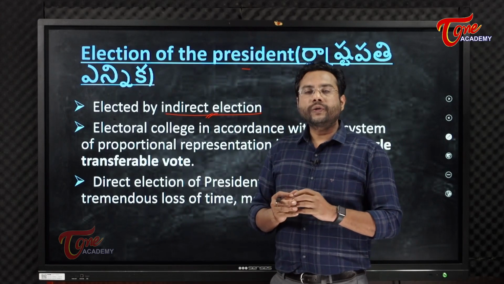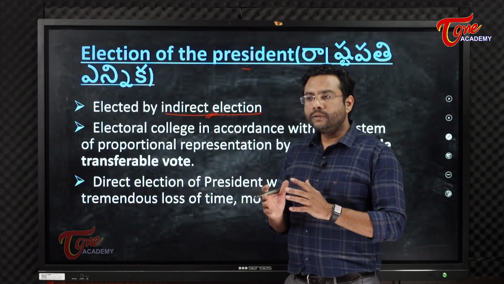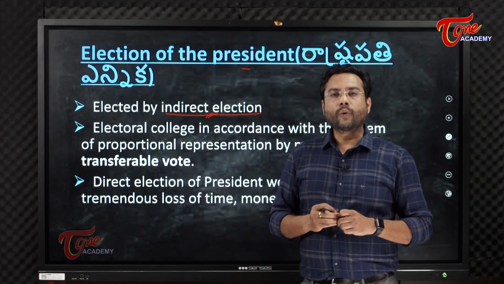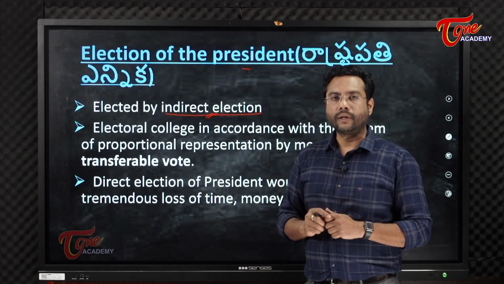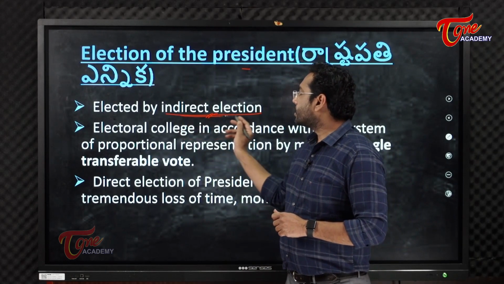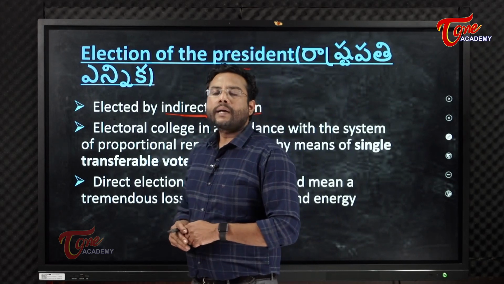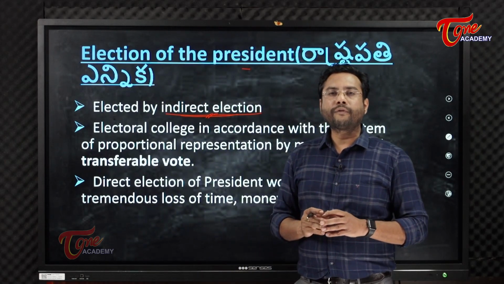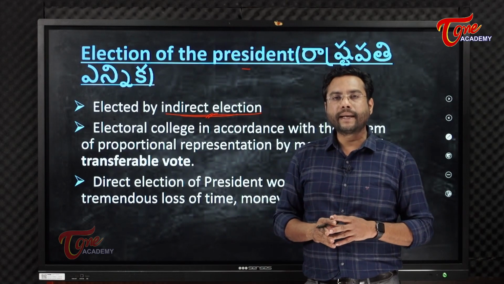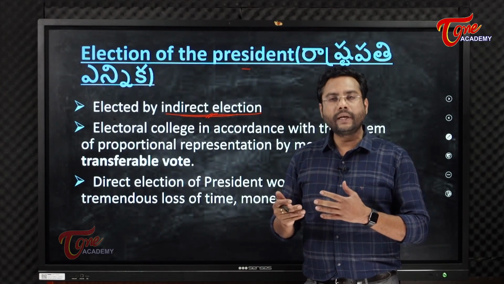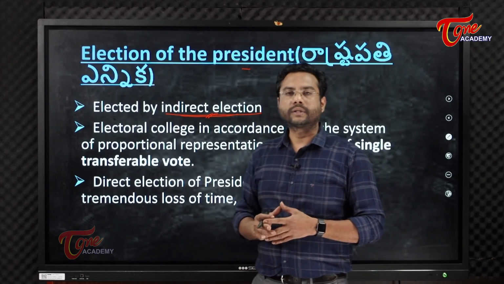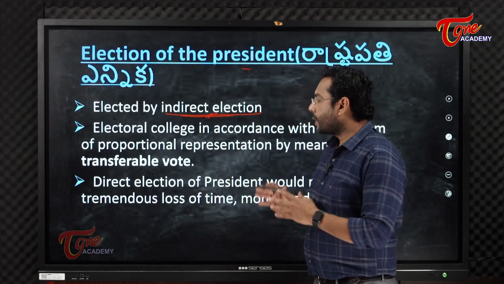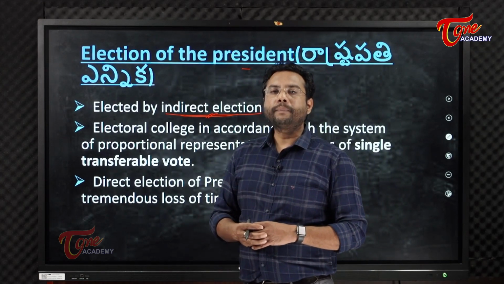So, the Constituent Assembly thought that we need just a nominal head who generally approves the bill or who acts as the head of the nation. So, we thought that indirect elections would be better. That was one of the reasons. And the second reason is that a lot of resources are required for direct elections, and we generally did not have that many resources initially. So, we thought that indirect elections would be appropriate for electing the President.